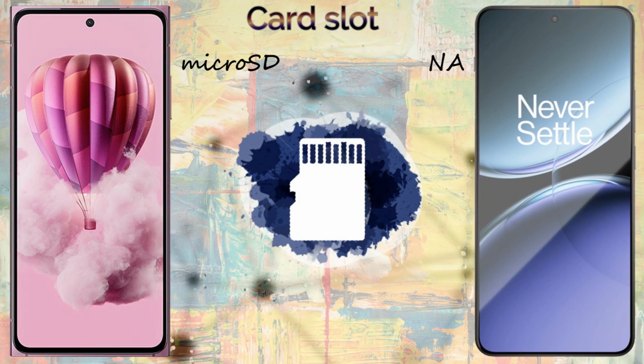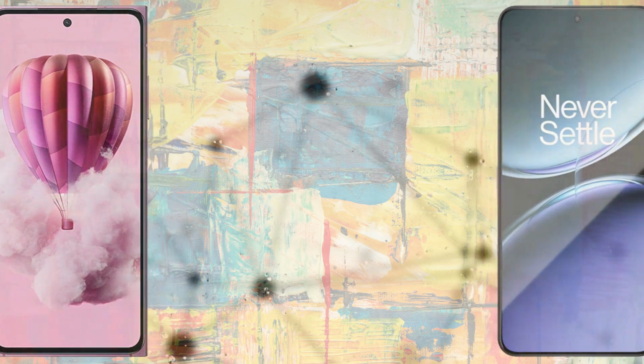The result of these devices: the OnePlus Nord 4 got 21 points and the HMD Skyline got 16 points.